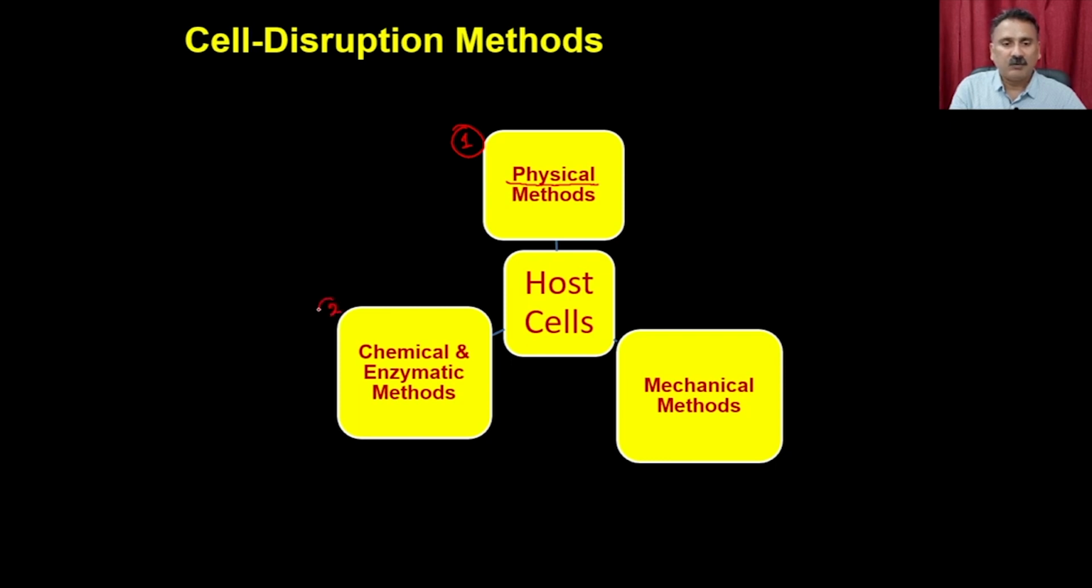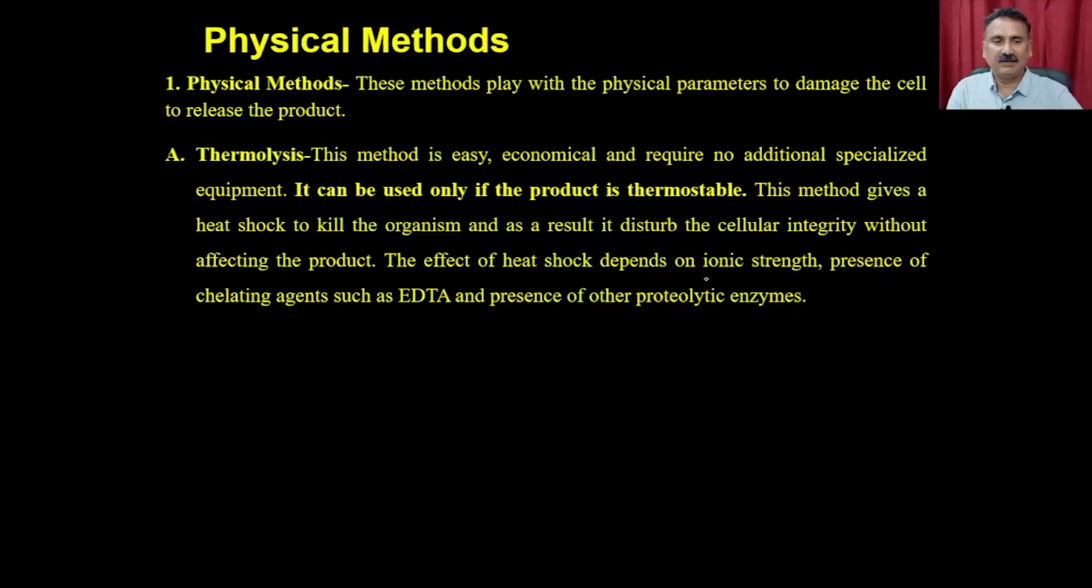You can use the chemical or the enzymatic method, where you use different types of chemicals that react with the plasma membrane of the cell, and that's how they release the content. Or you can use the mechanical method. You can use different types of mechanical methods, and they also disrupt the cells. So let's start first with the physical method.